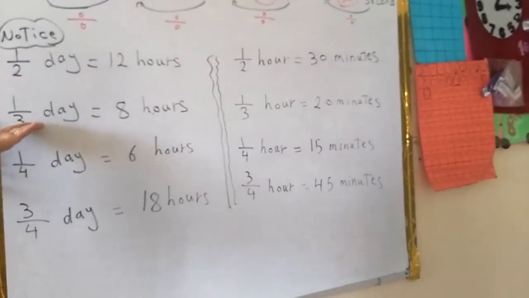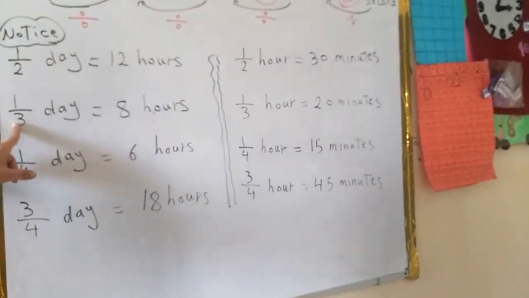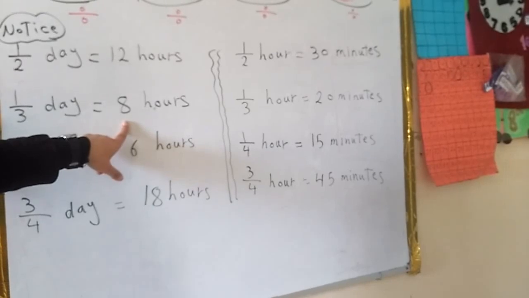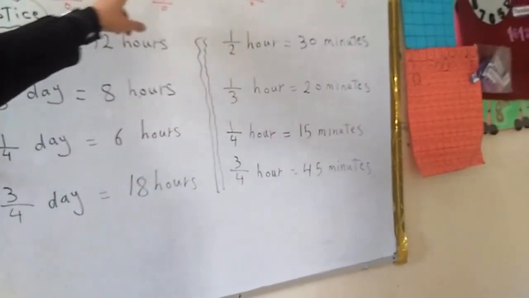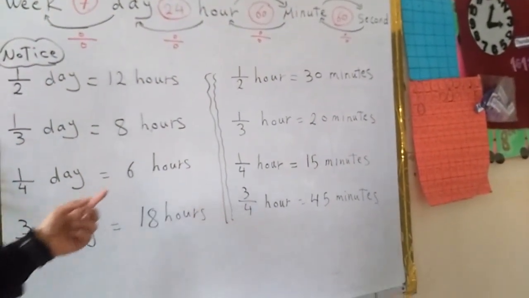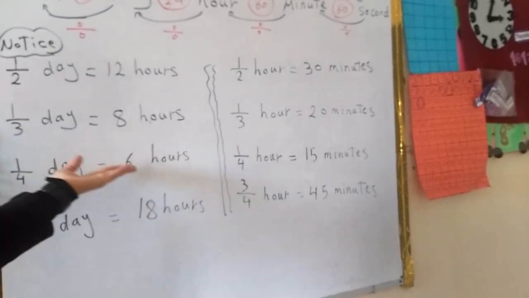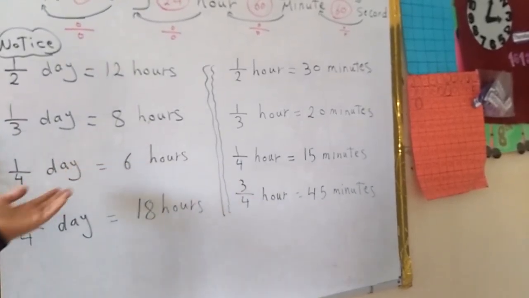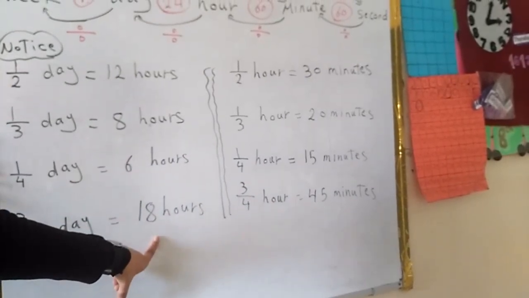Okay, a third of a day equals how many hours? Divide 24 by 3, which equals 8 hours. A quarter day equals how many hours? We divide 24 by 4, which equals 6 hours. Okay, 3/4 of a day: we know a quarter day equals 6, so 6 times 3 equals 18 hours.